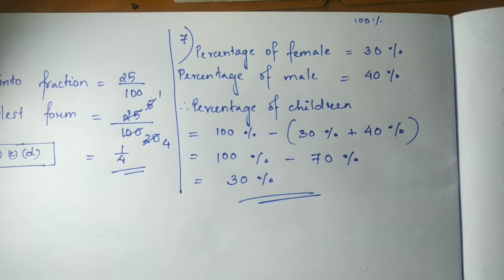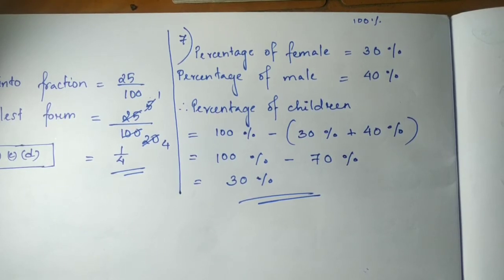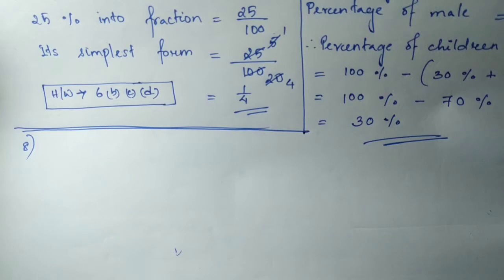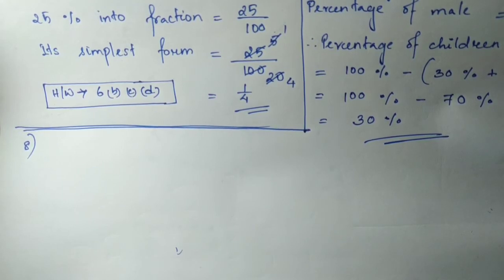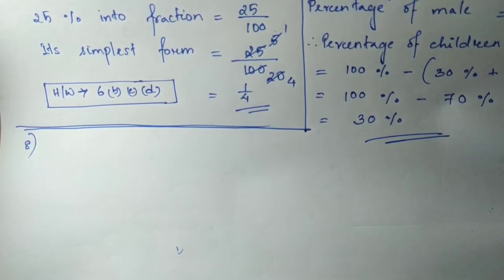Okay. Now let me give you one or two homework sums, and let me show you another one. Now let me show you question number 8. Let's read the question and see what's given. Out of 15,000 voters in a constituency, 60% voted. Find the percentage of voters who did not vote. So how many voted? 60% voted. So we have to find out who did not vote.